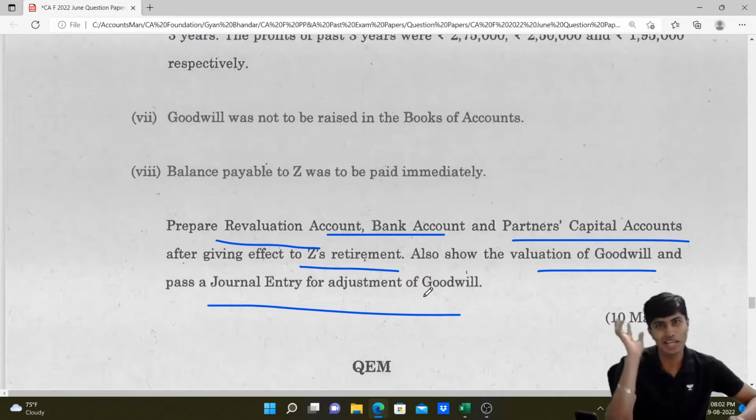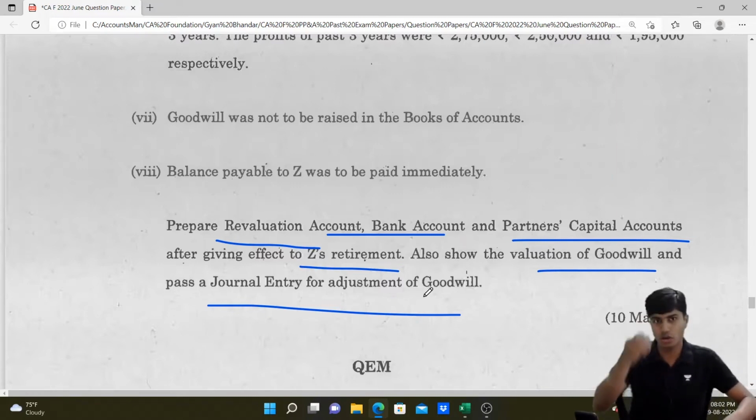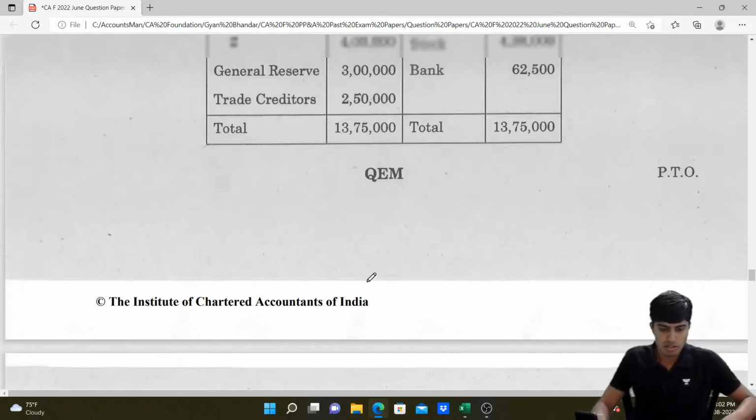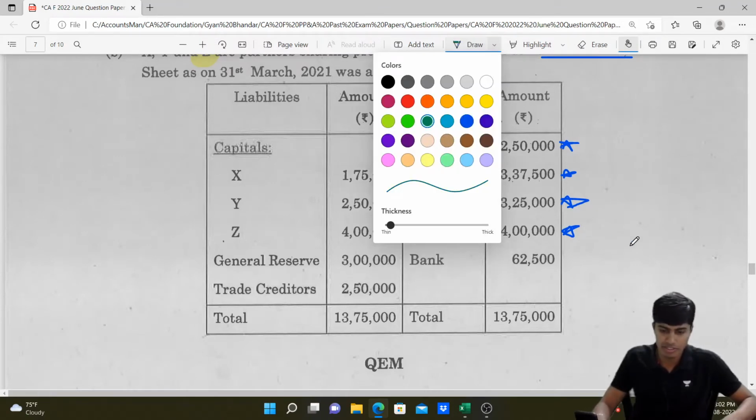We will only prepare what they ask. Okay, guys, chalo. So I'll keep my revaluation, bank, and partners capital account open. I'll read the question in the order. Wherever it does affect, I'll just go on posting it. To start with, I'll take a green ink and tick the items that I posted.